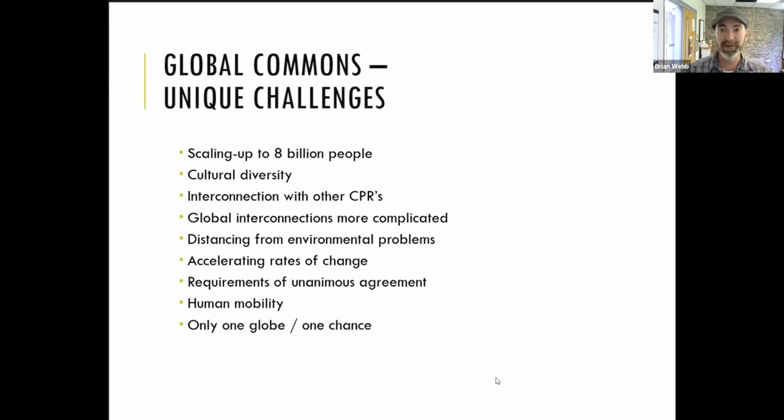Requirements of unanimous agreement. For example, the United Nations Framework Convention on Climate Change, which the Paris Agreement comes out of, requires unanimous agreement of all 196 signatories in order to implement anything under the Paris Agreement. So you have to have unanimity among all these different countries. So all that cultural diversity really plays into that here. When you have to have everyone agree, it's difficult.